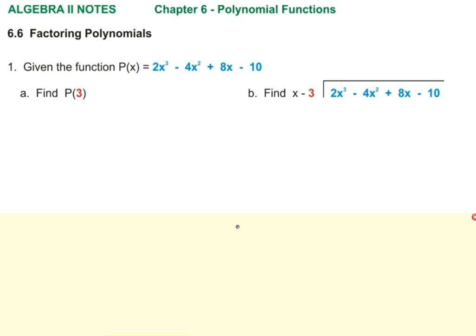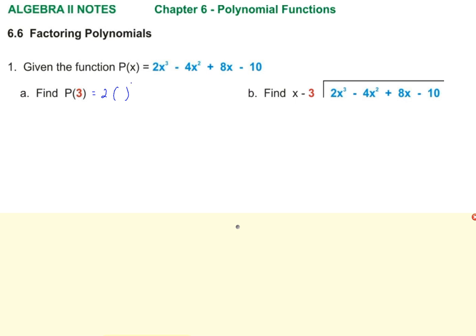All right, first one. Given the function, so we've got p of x, that could be anything. There could be a y there, right? Equals 2x cubed minus 4x squared plus 8x minus 10. And the first thing we want to do is find p of 3. We've done this before, right? You see p of 3, you say, oh, all I do is put 3 in for the variable, everywhere where the variable is. So let's just go ahead and do that.